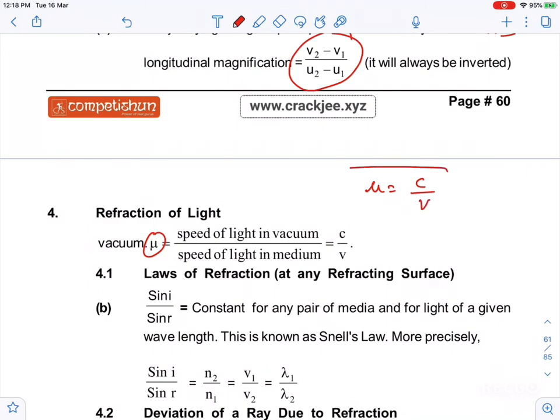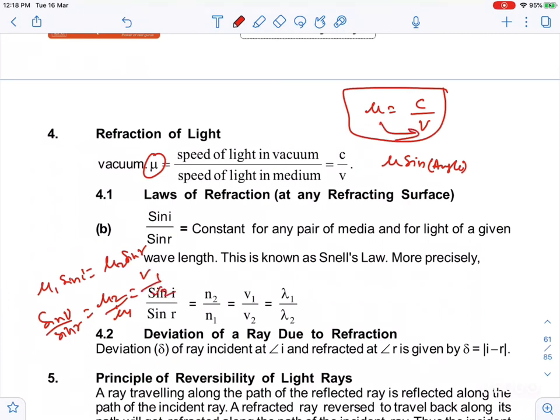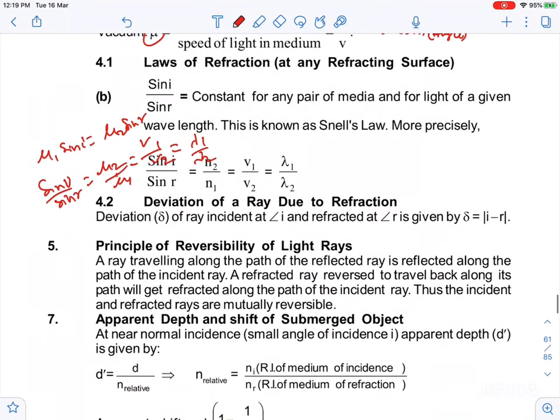Mu, the refractive index, is nothing but speed of light in vacuum upon speed of light in medium. Snell's law says that the product of mu and sine of the angle is constant: mu1 sine i is equal to mu2 sine r. So you can write sine i by sine r is equal to mu2 by mu1, the mu of the second medium with respect to the first medium. This mu2 by mu1 can also be written as v1 by v2, because mu and v have an inverse relation, and this can be written as lambda1 by lambda2. You have to keep this in mind.